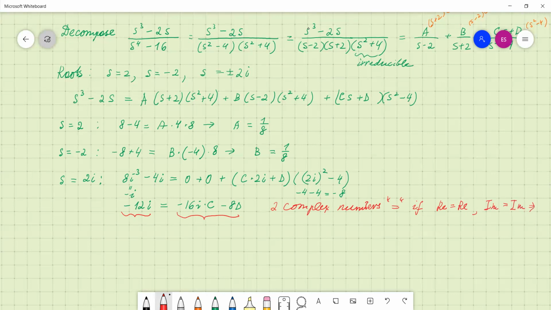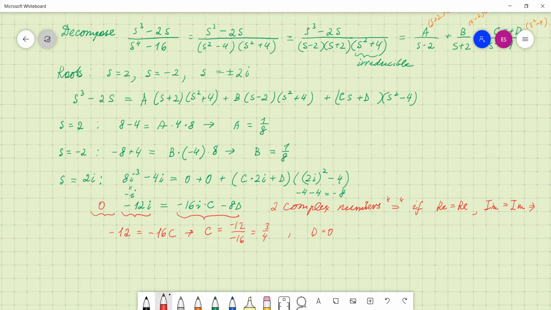Okay, I do have only imaginary part here, so I can say that minus 12 is supposed to be equal to minus 16c, from where c equals minus 12 over minus 16, which is going to give me 3 over 4, right? What is going to be my d? Well, there is no real part here, so my d is going to be equal to 0, because there is no real part.